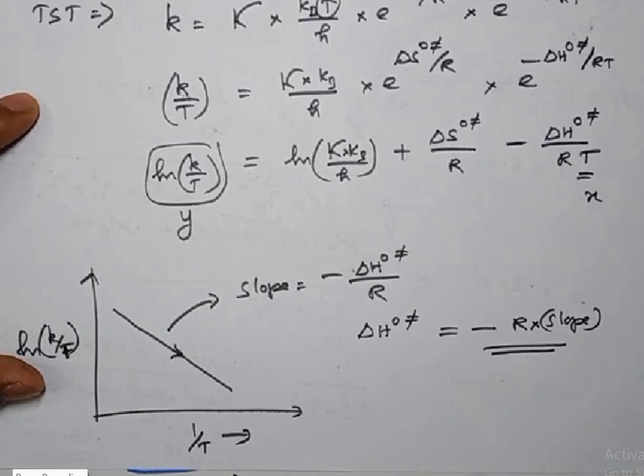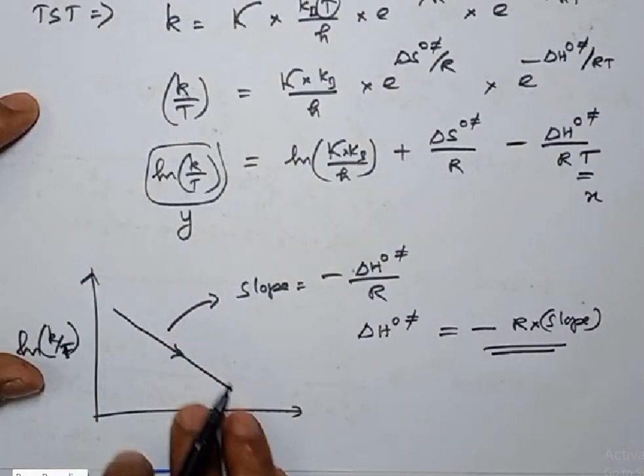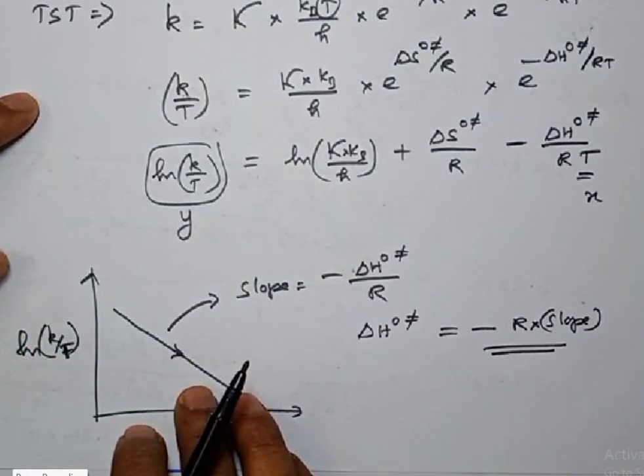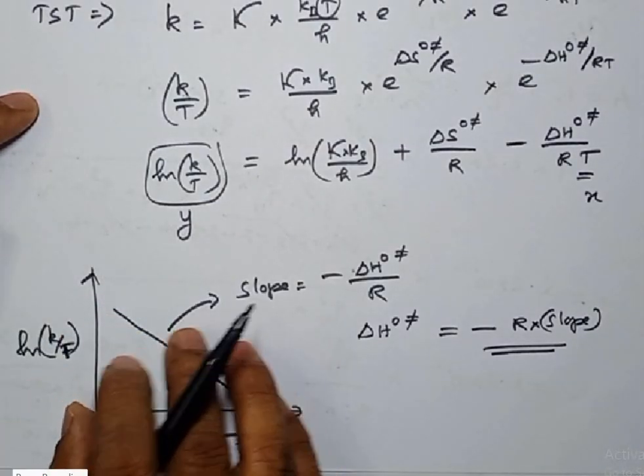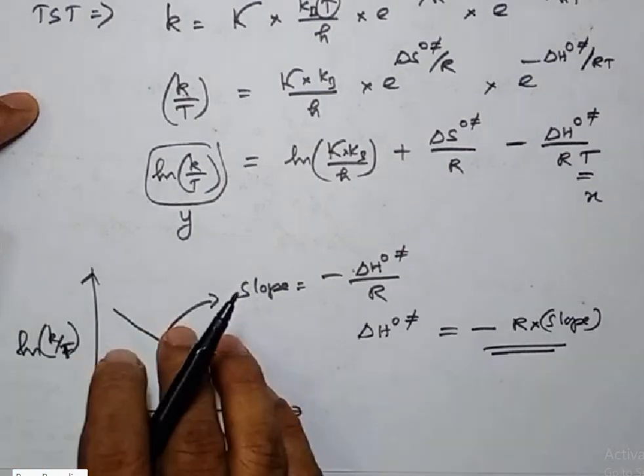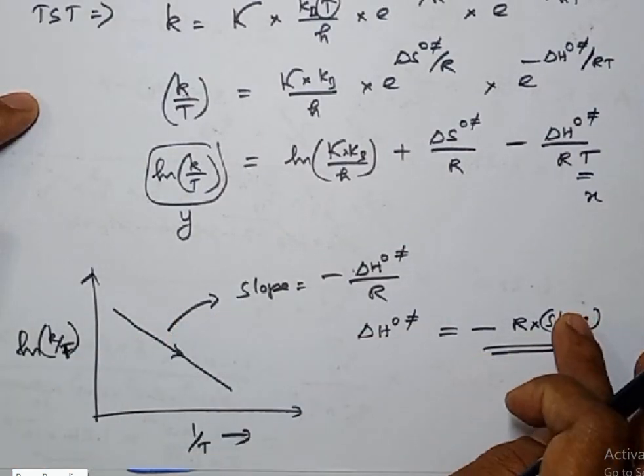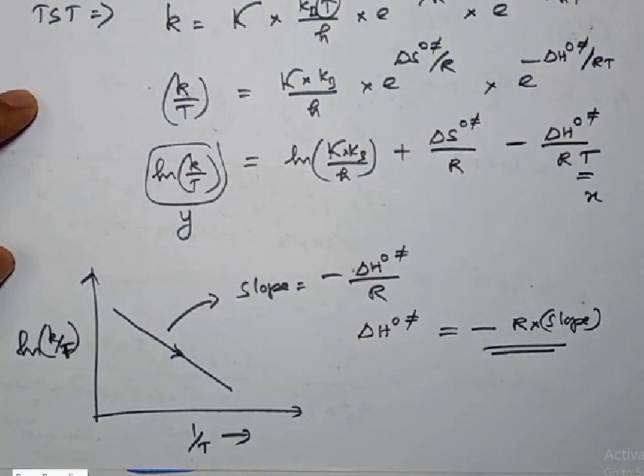That's all. Experimentally, you construct this graph, and you will get a straight line. Measure the slope, and from the slope, you can find delta H naught double dagger.